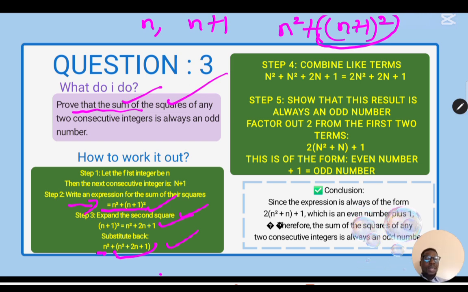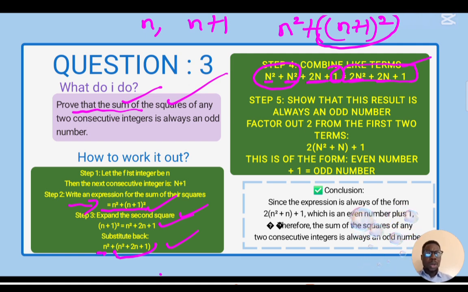Step 4, combine the like terms here. So when we have n squared plus 2n plus 1, there are some terms that are the same, looking alike. N squared and n squared look alike. That is 2n squared. So we have this plus 2n. It does not have power, and that is why it is standing alone. Then plus 1, which is the last figure here. So we have this now as our answer.